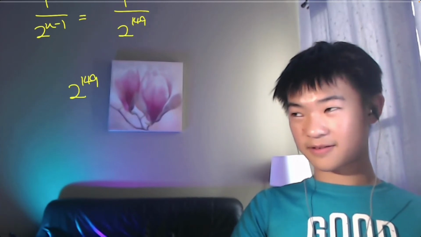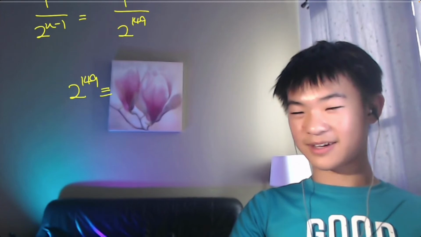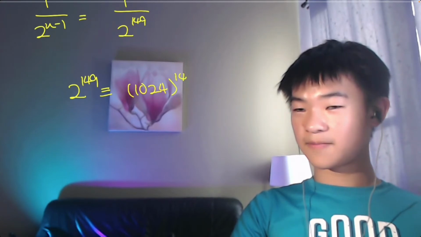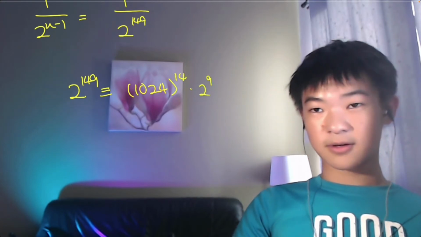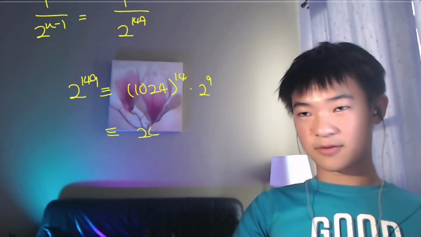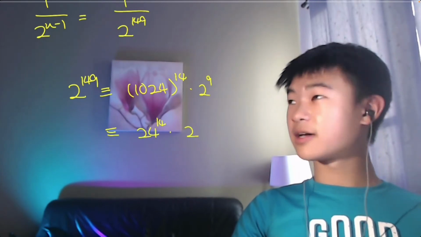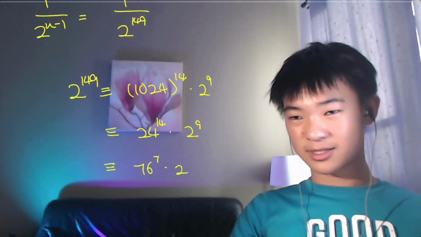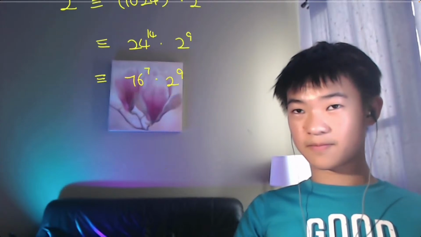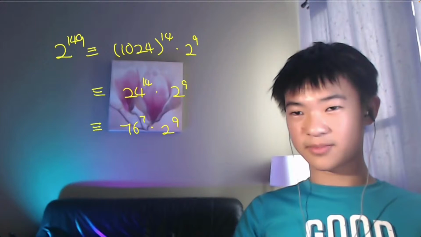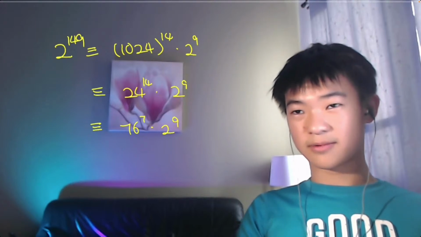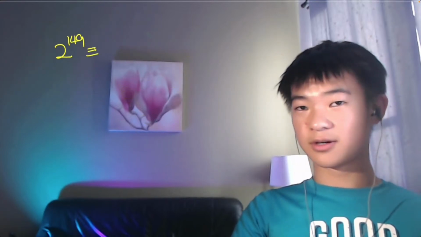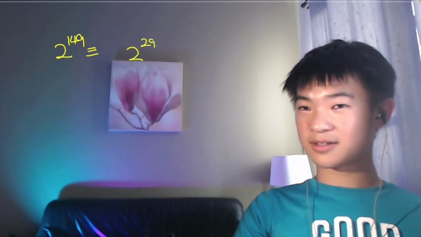And this shouldn't be too bad, right? 1024 to the power of 14 times 2 to the power of 9, which is congruent to 24 to the power of 14 times 2 to the 9. We're looking for the last two digits, so we could do 76 to the 7 times 2 to the 9. And you know what? I'm going to simplify this with Euler real quick. Phi of 100 is 40, so this is congruent to 2 to the power of 29.